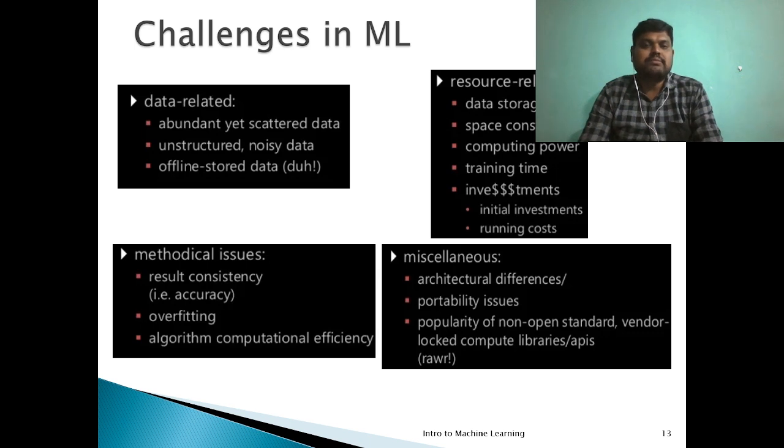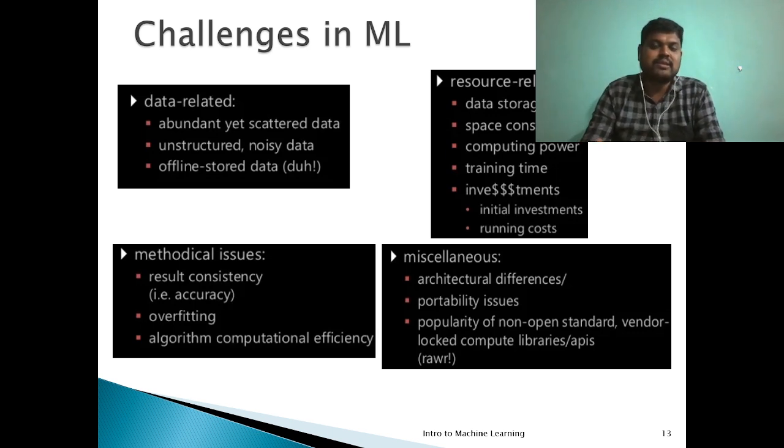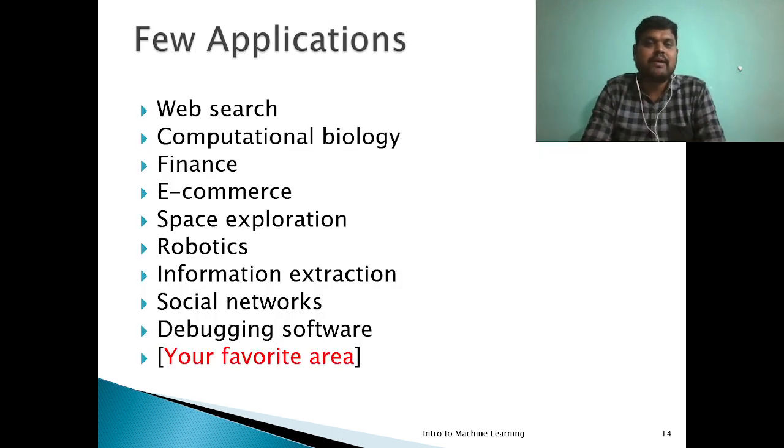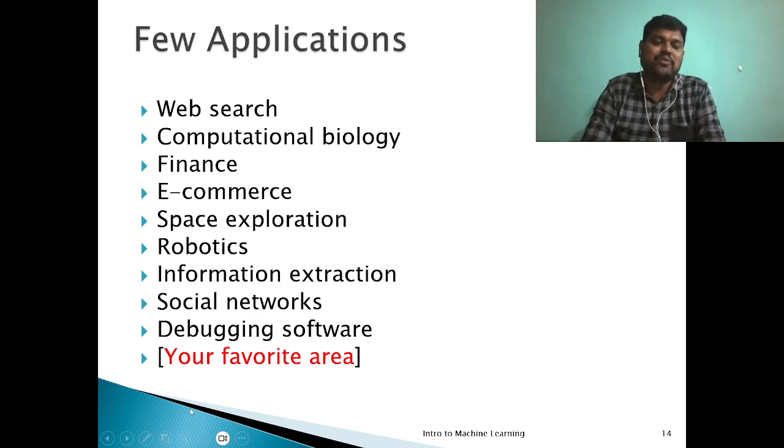So it looks quite simple, but there are few challenges in machine learning model implementation that could be data related or methodological issues or resource related or any other miscellaneous challenges. We'll discuss about these challenges in detail in the later part of the course, right? So these are a few applications of machine learning model, right? Web search, computational biology, finance, information extraction, social networking, debugging, and you can also add your favorite area.